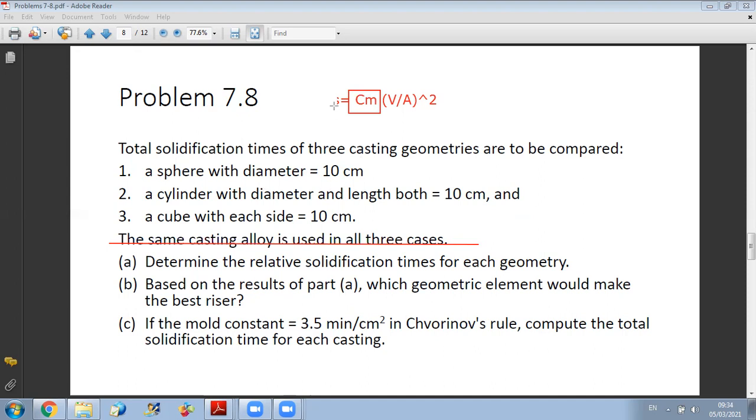So in this problem, we will try to compare V over A for these three geometries in order to select the best riser. In general, we have two criteria for best riser selection. The first criterion is to have the highest solidification time, because the higher the solidification time of the riser, the better, since in this way we will ensure that it can solidify after the main cavity. And the second criterion, we should try to minimize the volume. For the same solidification time, if we reduce the volume, it's better, to not have a lot of waste at the end.